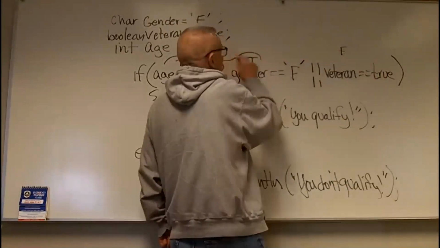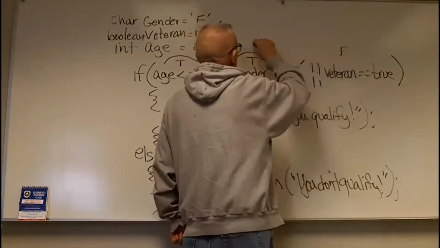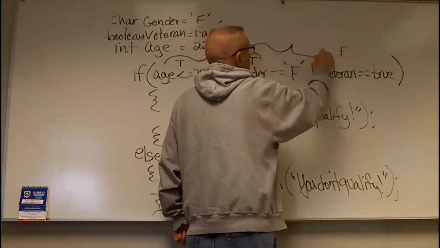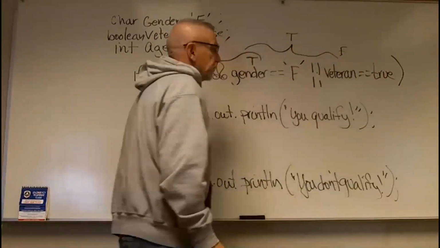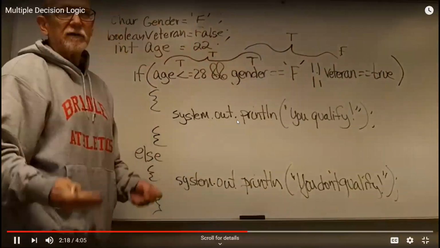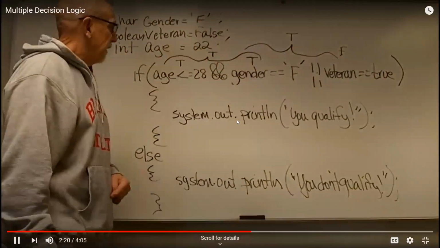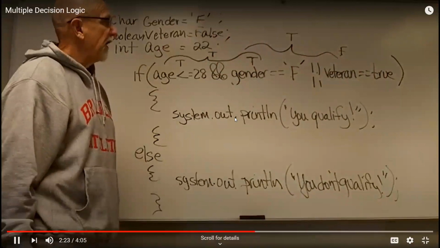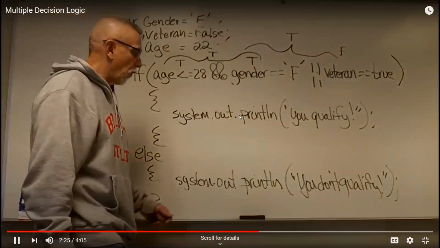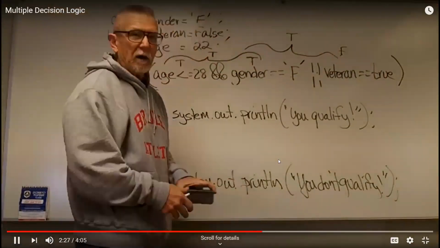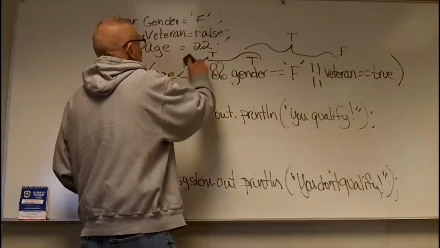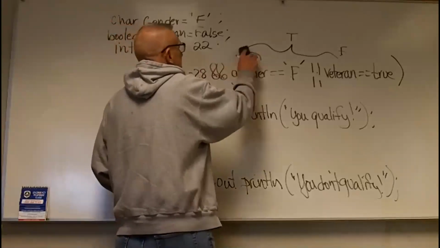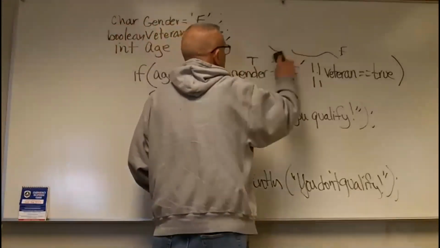So now I have a true or false. And if you remember, true or false would come out to true. So in fact, our person that is applying here to qualify would qualify for getting financial aid. Okay? If I change this up a little bit, we'll try it again.